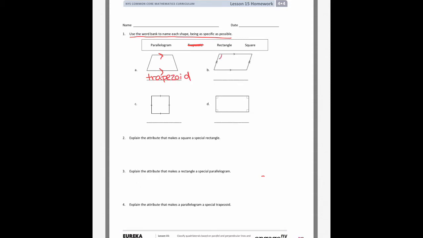Alright, B, there are 2 sets of parallel sides that are opposite each other, but I don't see any right angles, so that makes it a parallelogram. Okay, on C, all 4 sides are equal and there are 4 right angles, so that automatically makes it a square. And the last one has to be a rectangle because its opposite sides are equal and it has 4 right angles.